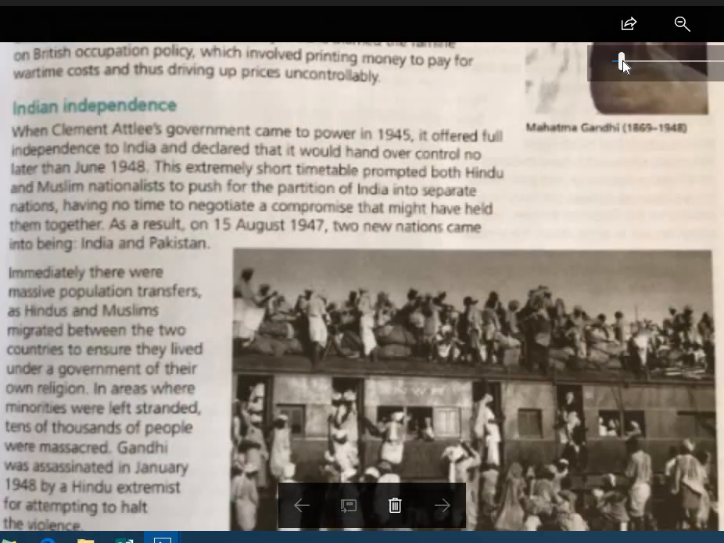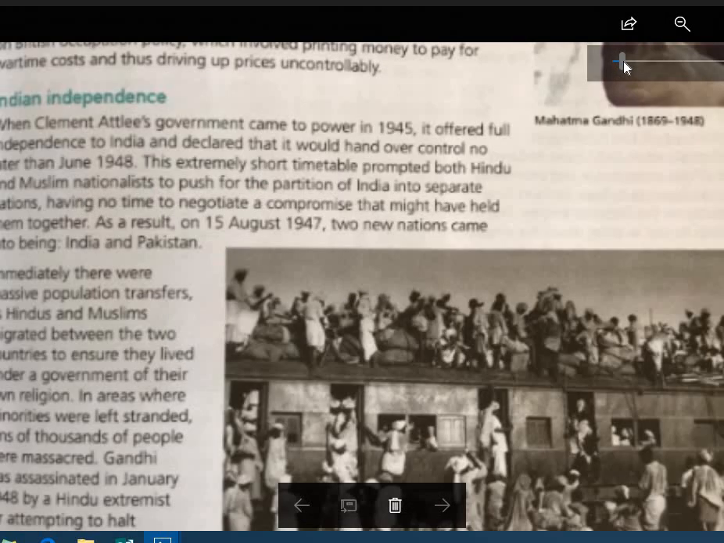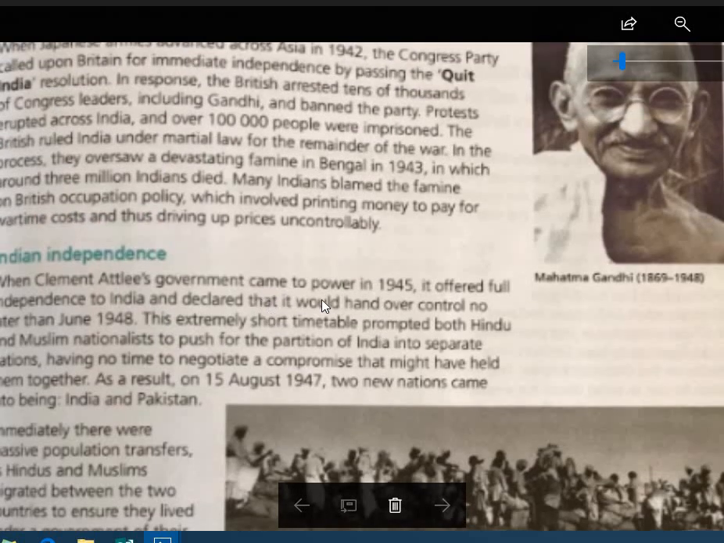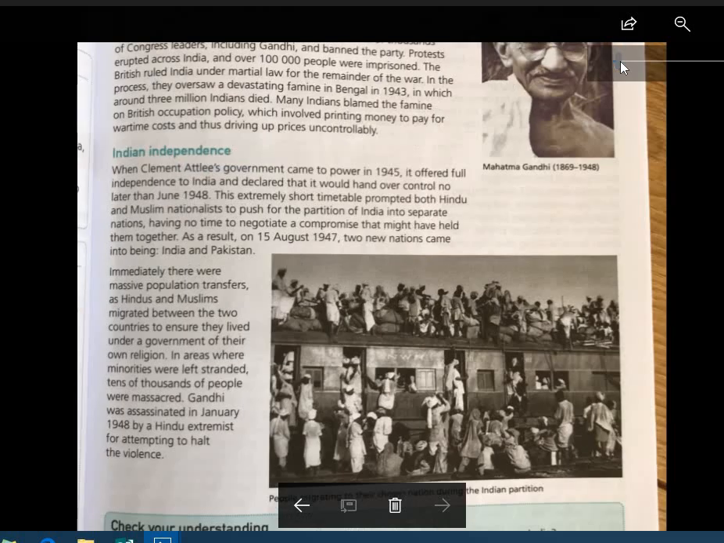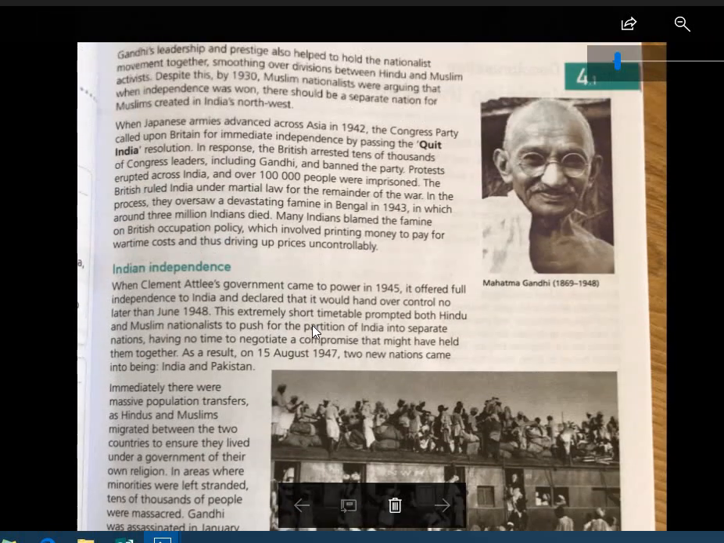Right, just bear with me. So what I'm going to do now is go through, there we are, sorry. I'm going to go through and start reading the second page.